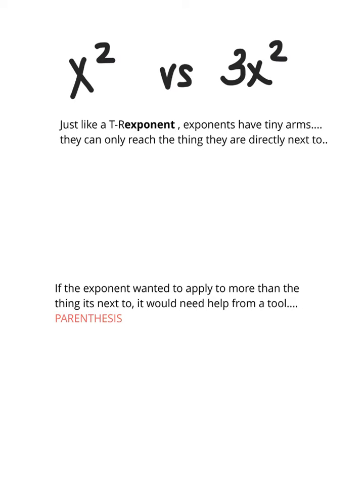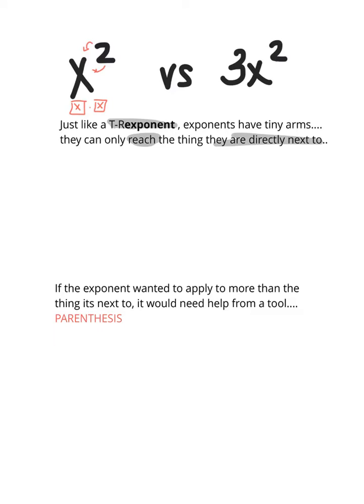Now that is just how exponents work. So on some of these examples, you might see me draw little arms on the exponents because exponents have a short reach. Exponents, just like that T-Rexponent, can only quote unquote reach the thing that they're directly next to. So for example, if I look up here, here's the exponent of 2. This 2 has teeny little arms, so this 2 can only reach the thing that it's directly next to. So these little arms here are going to grab on to the x. So here I would know that I have an x written twice.